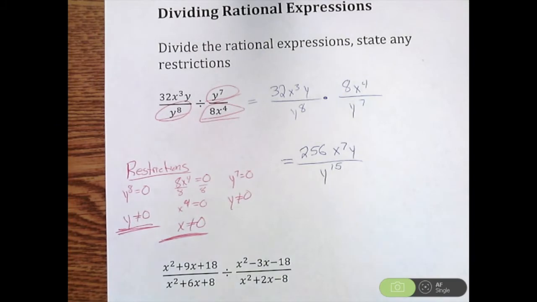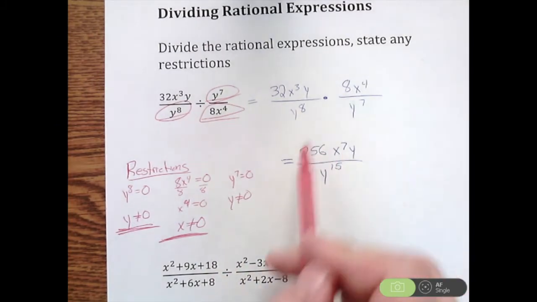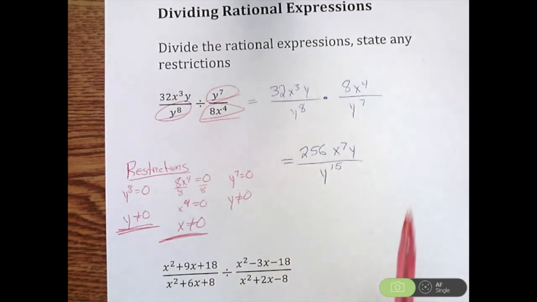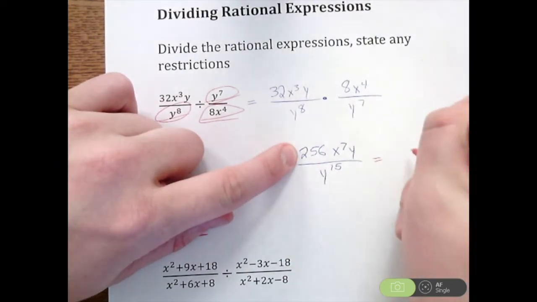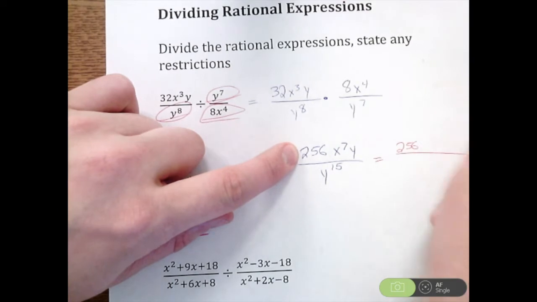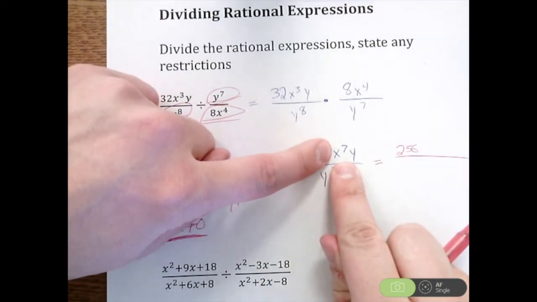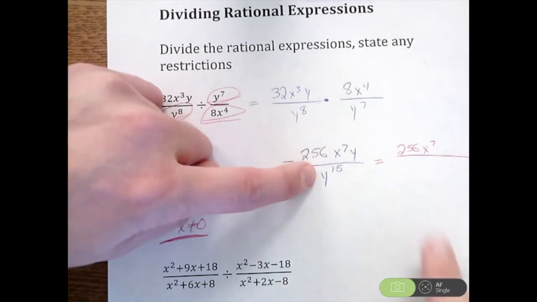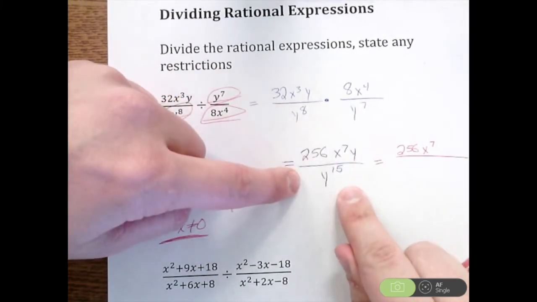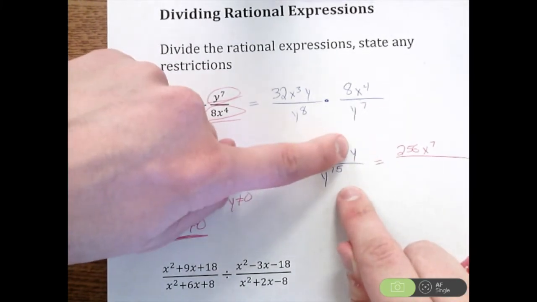So now I can get to simplifying this rational expression. Starting with numbers, 256, nothing else there, so we're still going to have a 256 up top. X to the seventh in the numerator, no other x is around. But we do have a y up top and a y to the 15th on bottom. So I have one y up top and I have 15 on bottom.